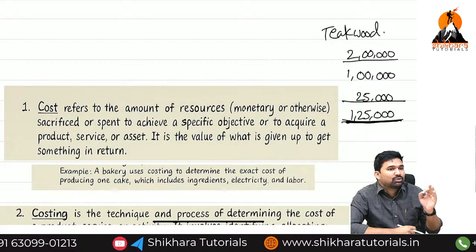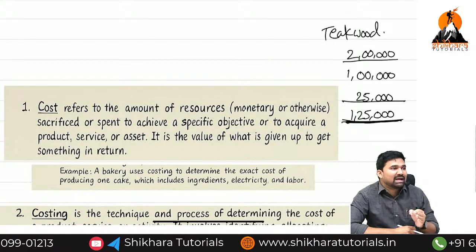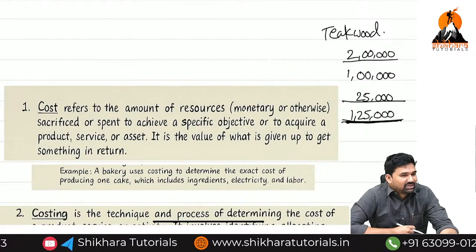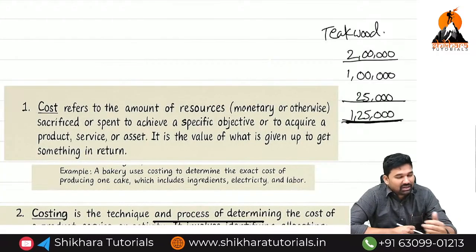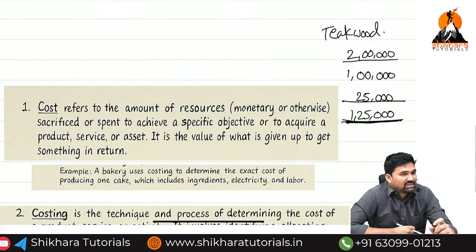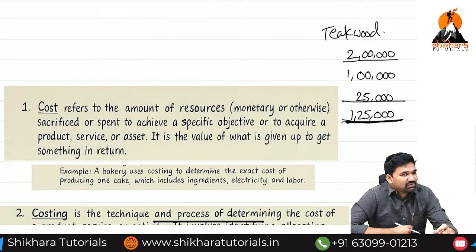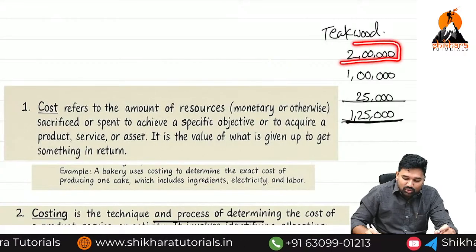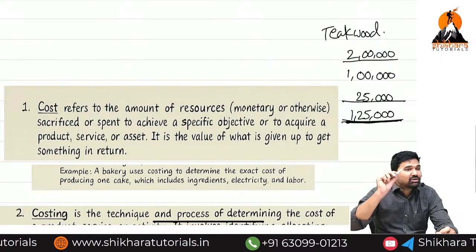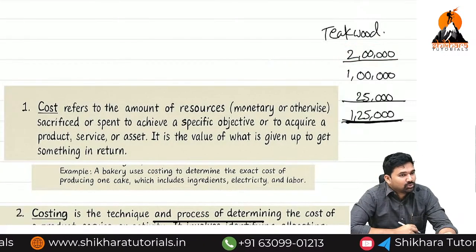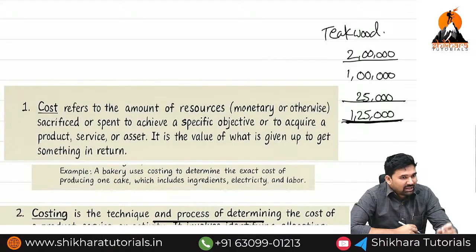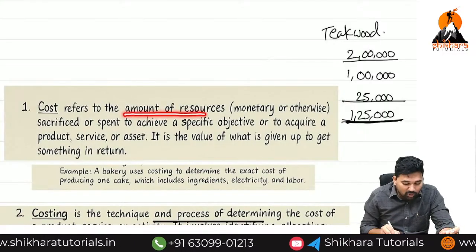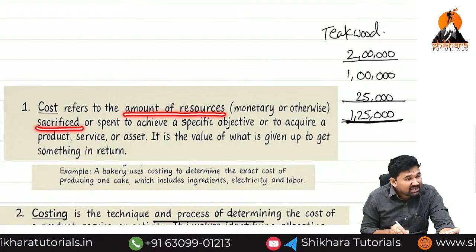The teakwood plant which your grandfather planted around 40 to 50 years ago. From the teakwood plant, how much timber is available? 1 ton. What is the market price of that 1 ton timber? Around 2 lakhs. So you have sacrificed 2 lakhs worth of tree also. So now the definition once again, read: cost refers to the amount of resources sacrificed.